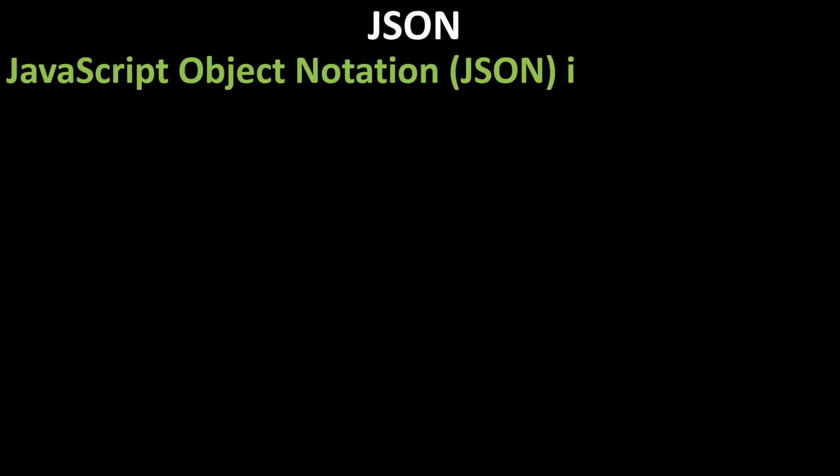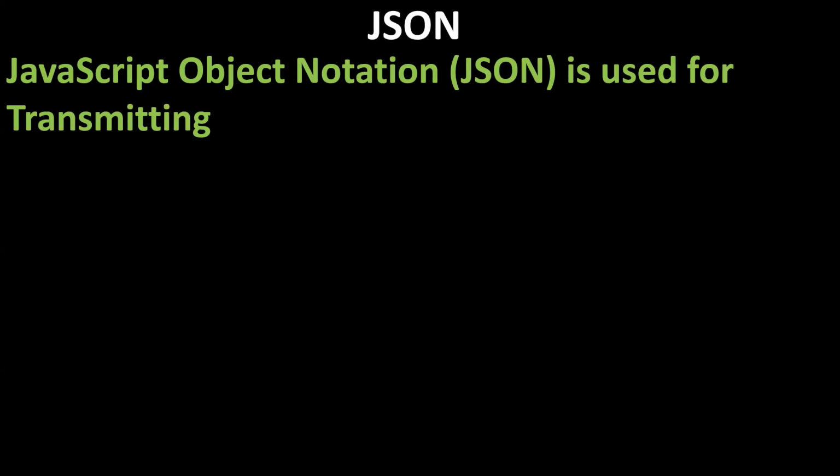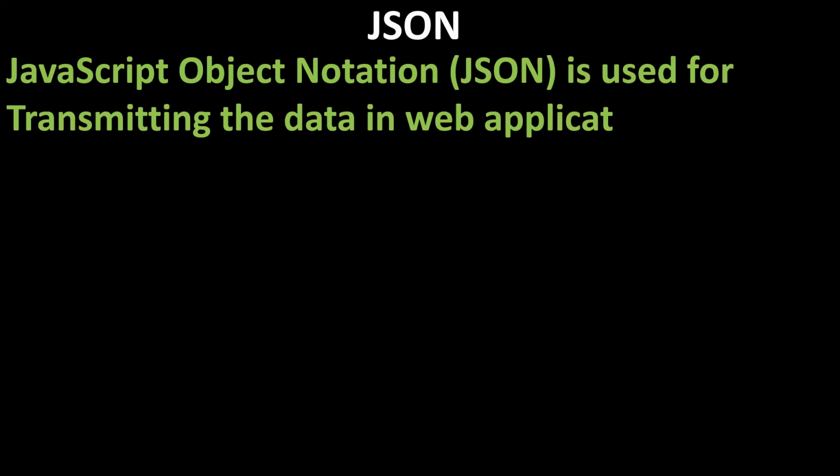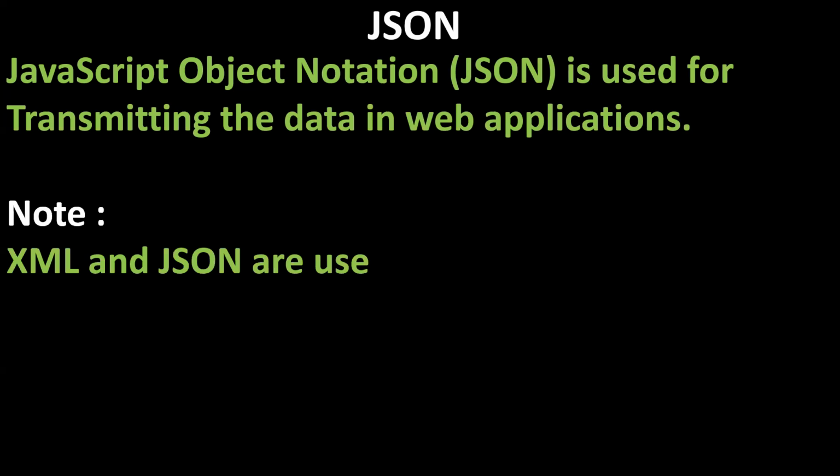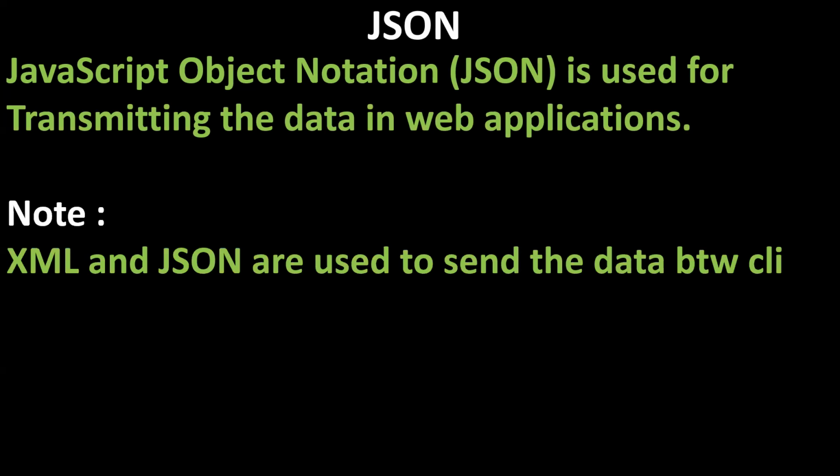Next one is JSON. JSON is supported in 12c. JSON is nothing but JavaScript Object Notation, which is used for transmitting data between web applications. XML and JSON are used to transmit the data between client and server.